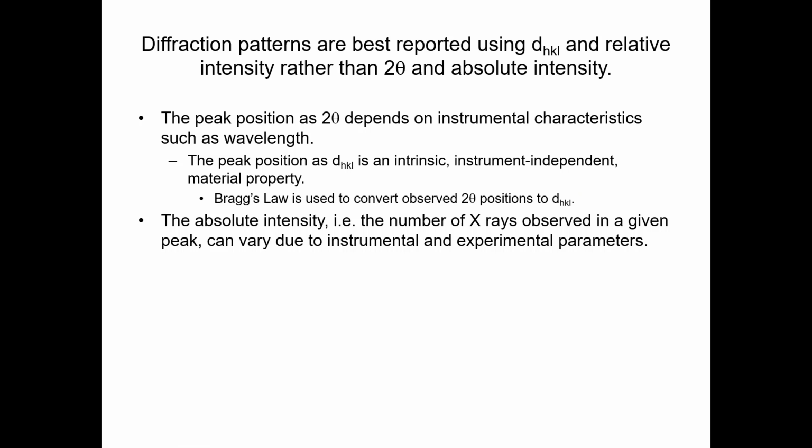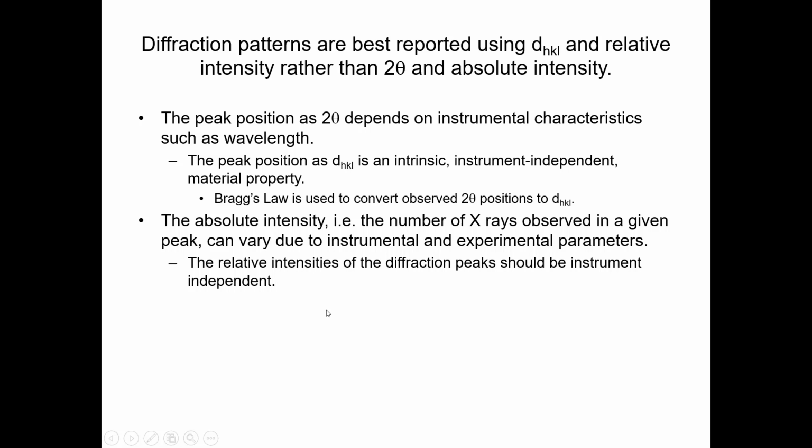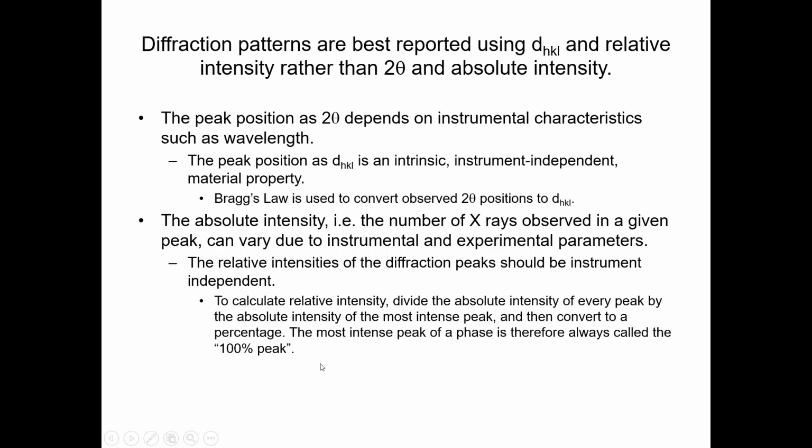Along with that, the absolute intensity, that is the number of X-rays observed in a given peak, can vary due to instrumental and experimental parameters. That is, the relative intensity of the diffraction peak should be instrument independent. To calculate the relative intensity, divide the absolute intensity of every peak by the absolute intensity of the most intense peak, and then convert it to a percentage. The most intense peak of a phase is therefore always called the 100% peak.